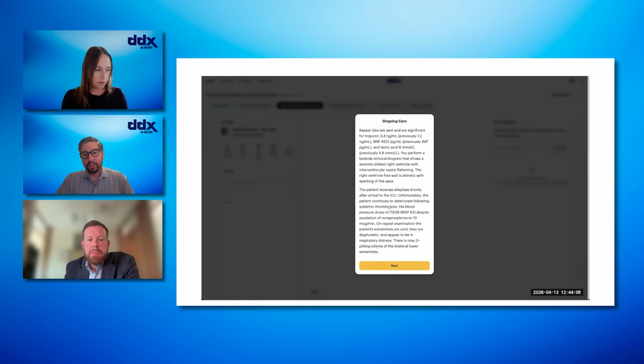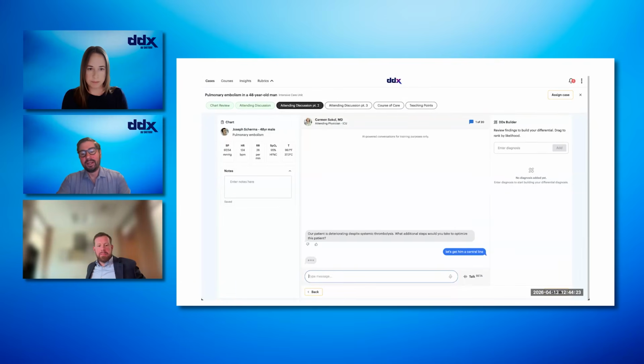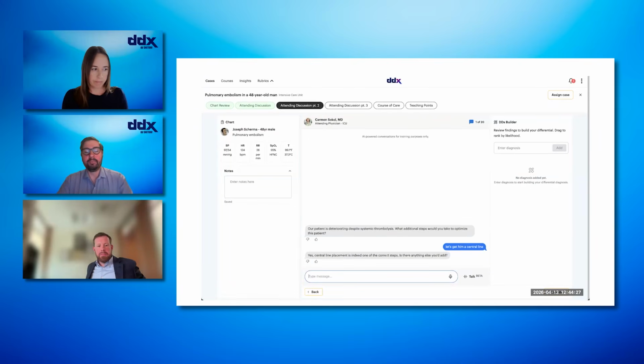So, blood pressure is dropping despite pretty significant interventions here. So what do you do next? I'm a simple urine doctor, so this is not my area of specialty. But let's get them a central line. And as you work through this situation with your attending, they'll give you some feedback and help you think through the case.